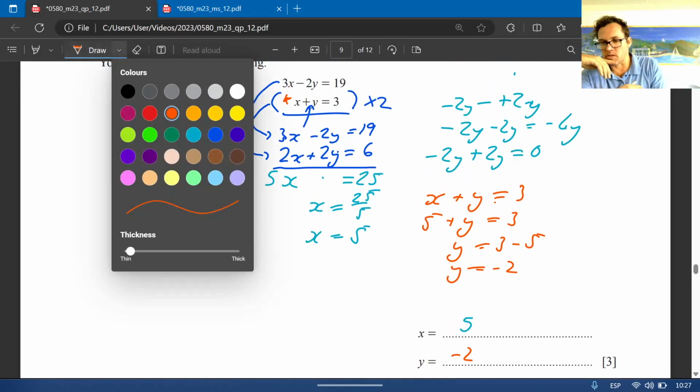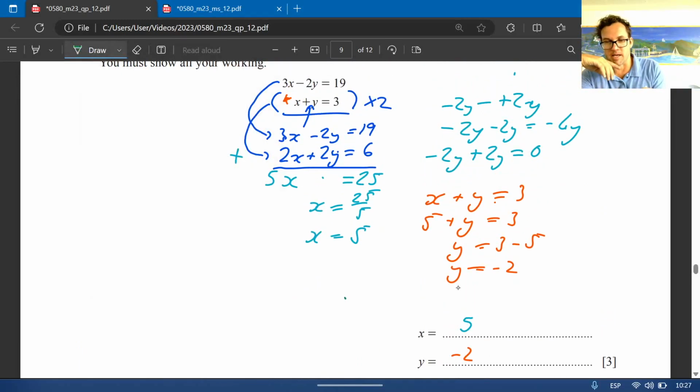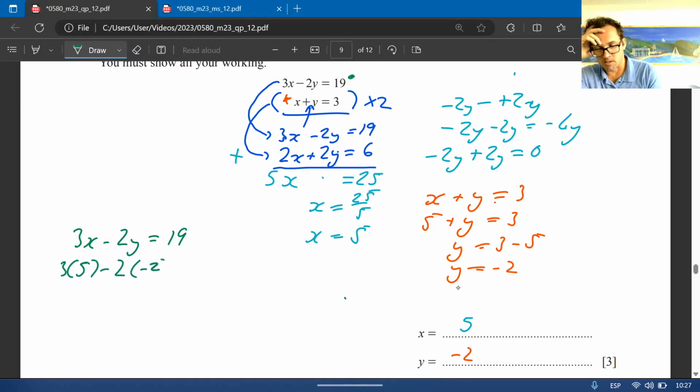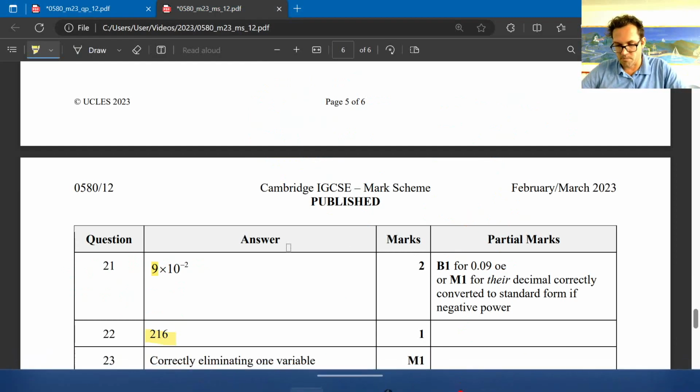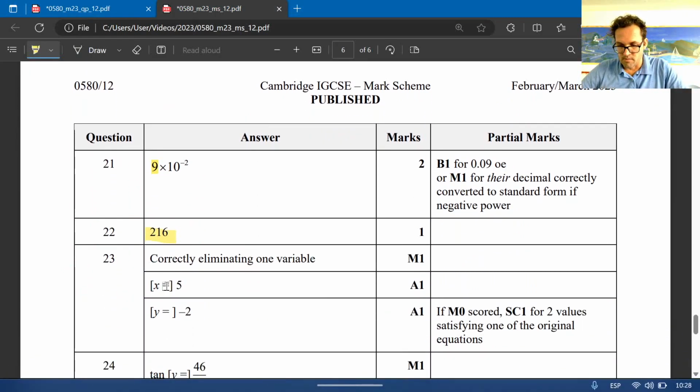You don't have to do this, but if you got some time, check if your answer is right. Let's take the equation we haven't used, the 3x minus 2y equals 19. Put our answers in there. So we know that x is 5 and y is minus 2. 3 times 5 is 15. Minus 2 times minus 2 is positive 4. 15 plus 4 is 19. Does 19 equal 19? Of course it does. So we know we got the right answer, just like the mark scheme will tell us. 5 and minus 2.